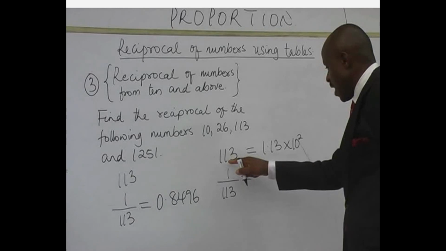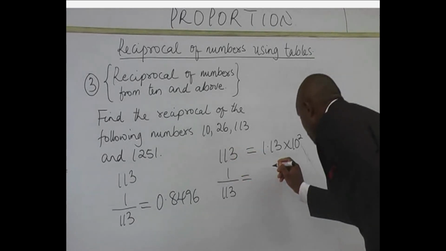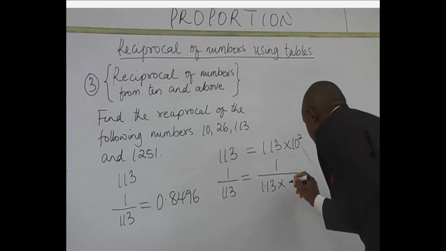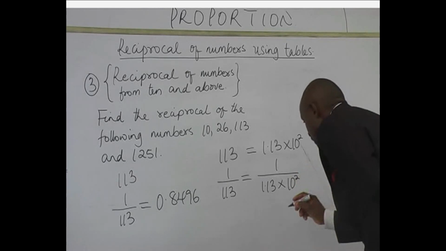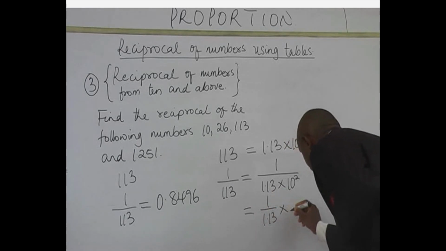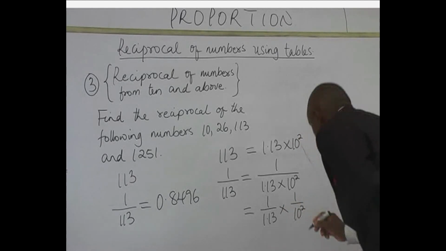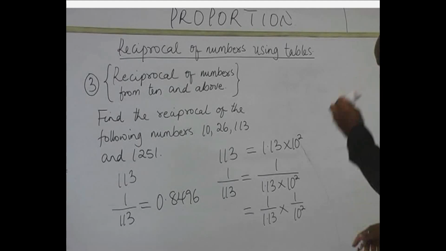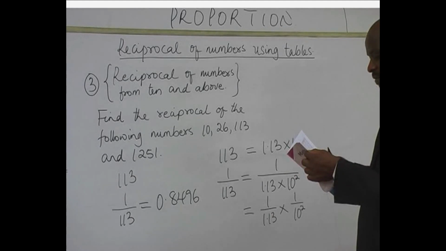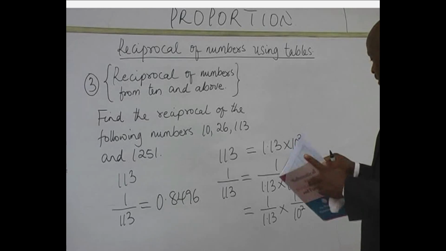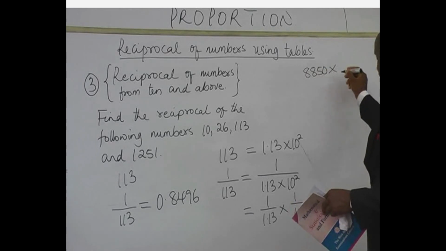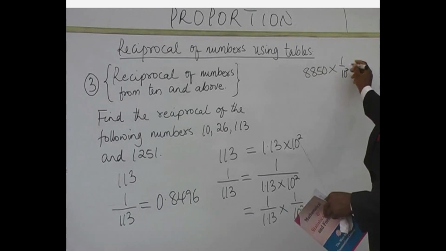Now, the reciprocal of 113 means 1 all over 1.13 times 10 exponent 2. It is also the same thing as 1 all over 1.13 times 1 all over 10 exponent 2. Now you are going to go to your 4-figure table. Find 11 under 3. 11 under 3 is giving me 8850. So I have 8850, now times 1 all over 10 exponent 2.